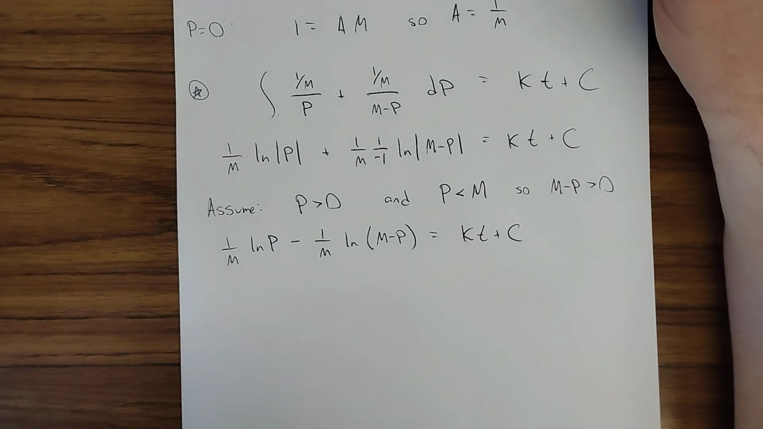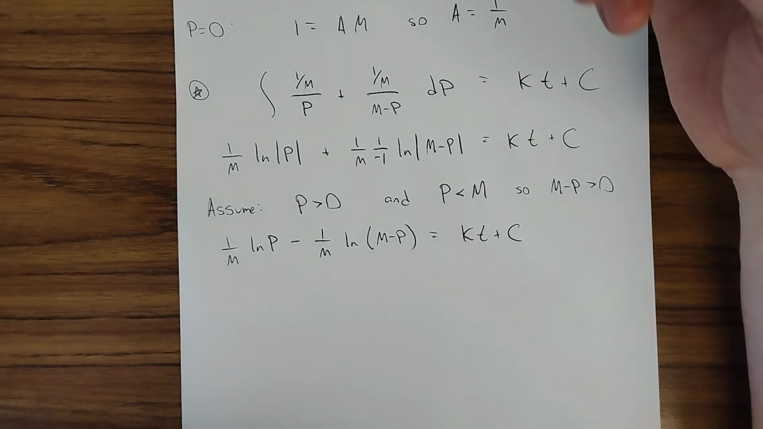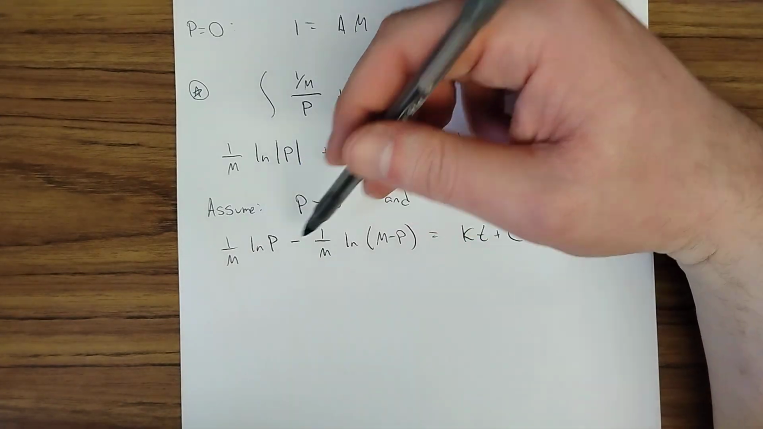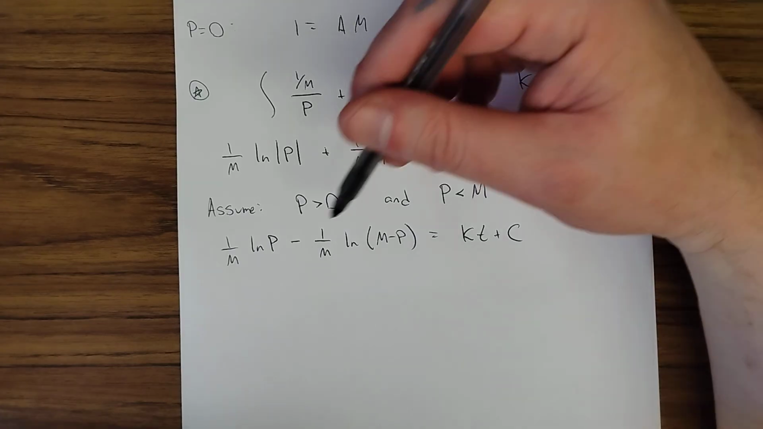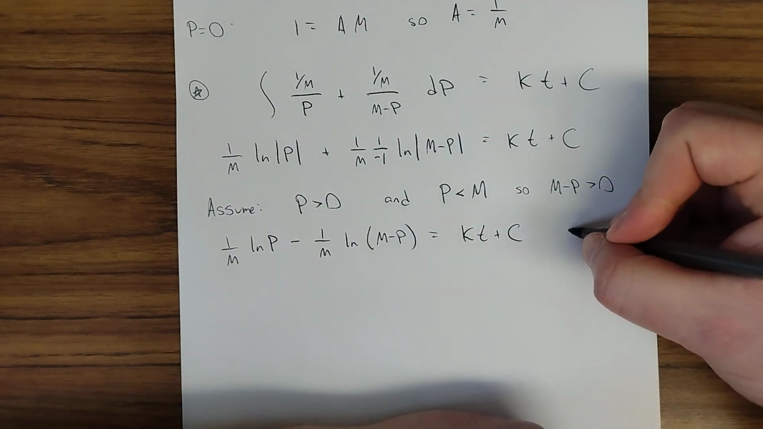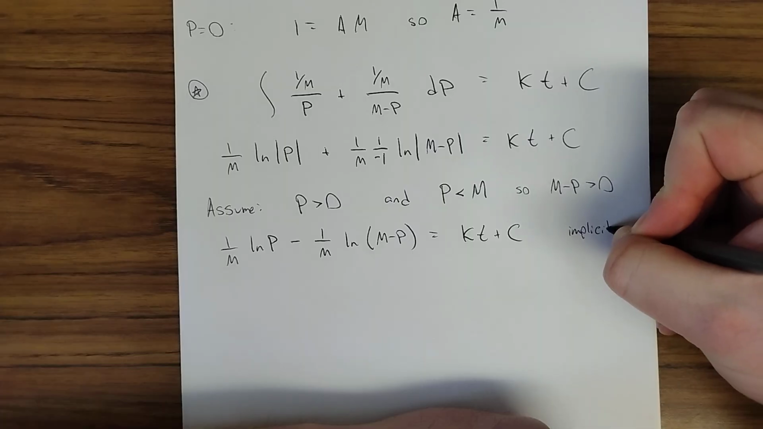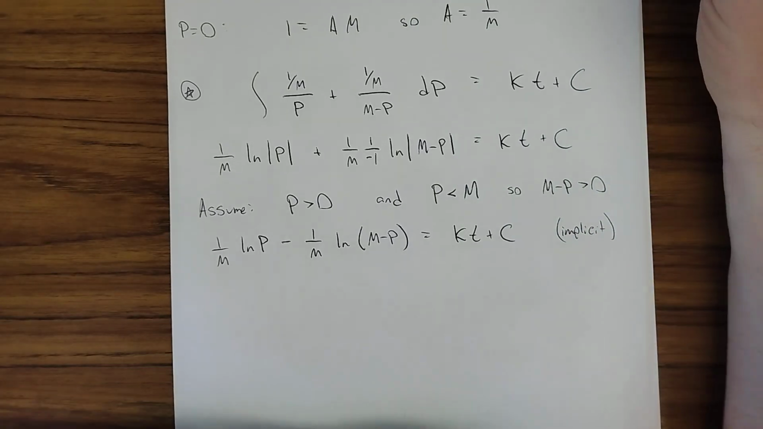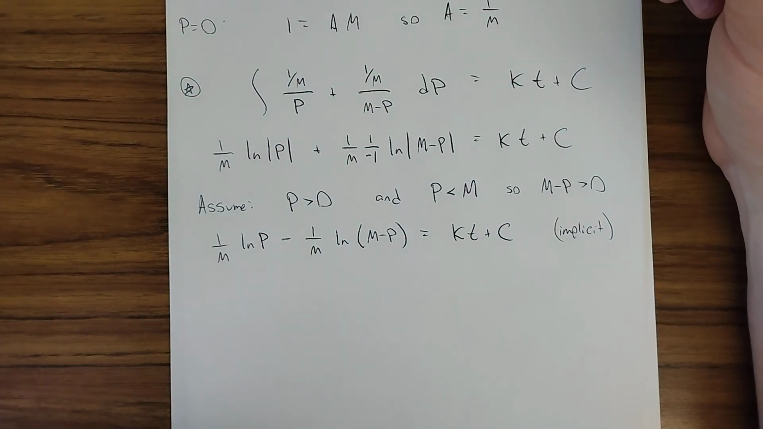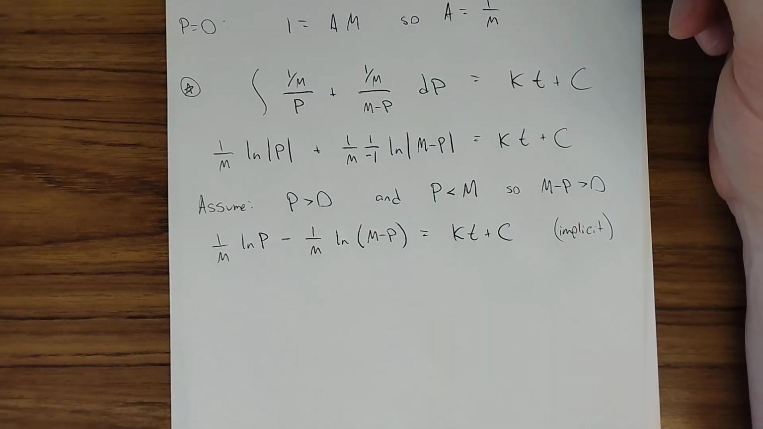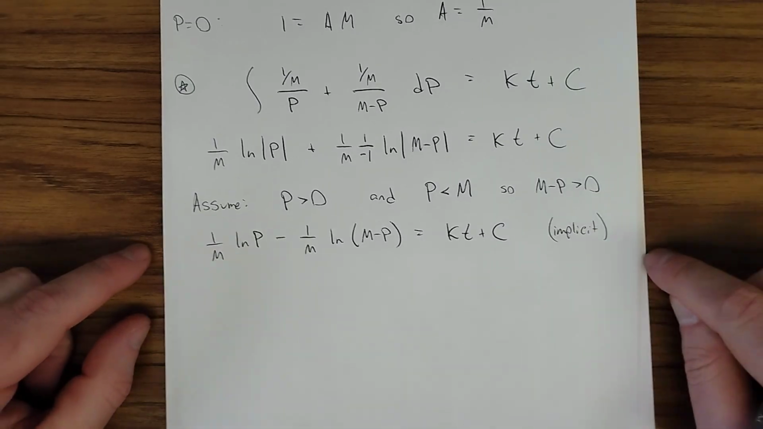Like that. So we would like to solve this for p. This is like an implicit solution. But it would be nice to really have a formula for the population. Like you tell me how much time has passed. I would like a formula for what is the population after that much time has passed.